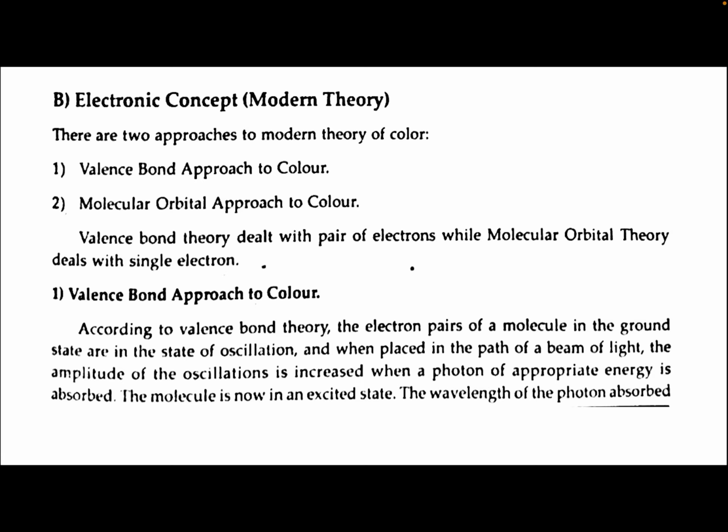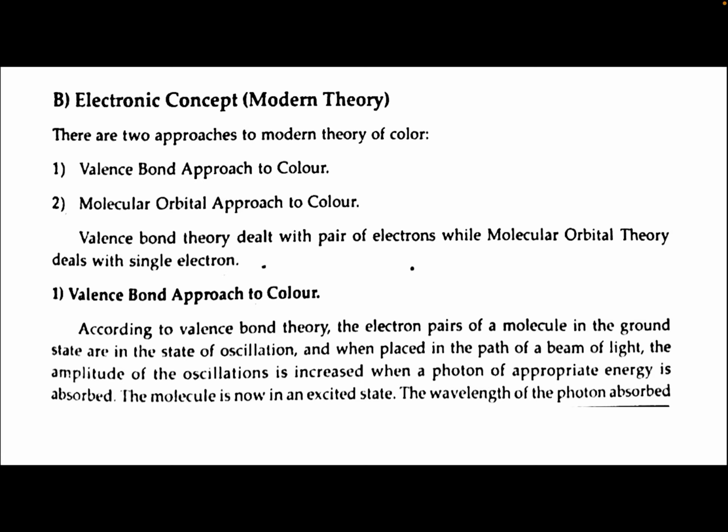Electronic concept, modern theory. There are two approaches to the modern theory of color: the valence bond approach and the molecular orbital approach. Valence bond theory deals with a pair of electrons, while molecular orbital theory deals with a single electron. Here in valence bond theory, a pair of electrons, and in molecular orbital theory, only a single electron. Valence bond approach to color.